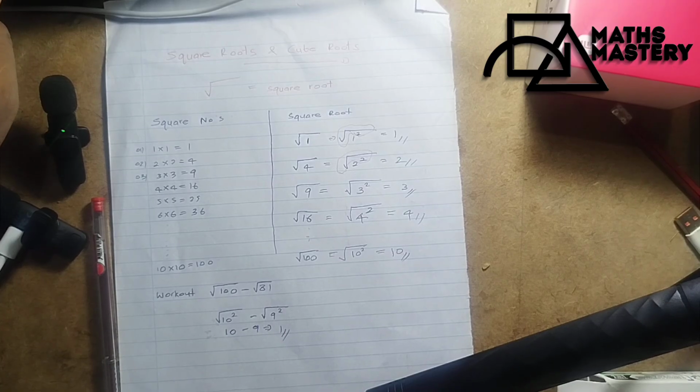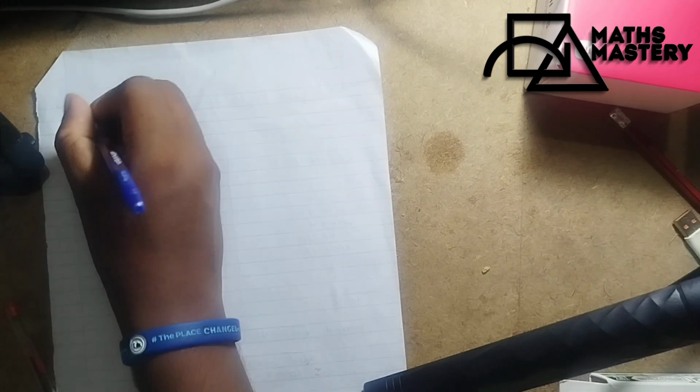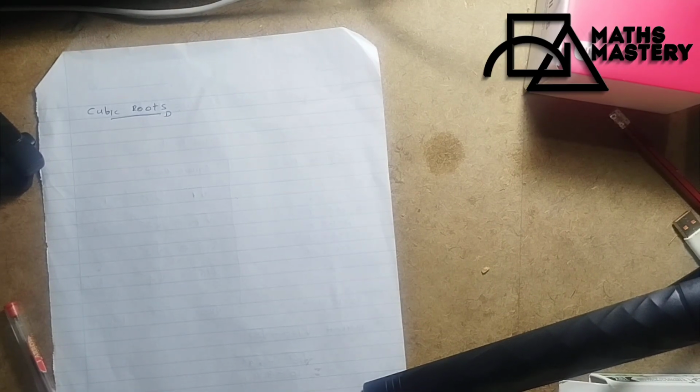There's another example that they have given. Now let's go for cube roots. So what is a cube root, students? The symbol of cube roots is you put a square root sign here and there's a 3 inside. So this is called cube roots.